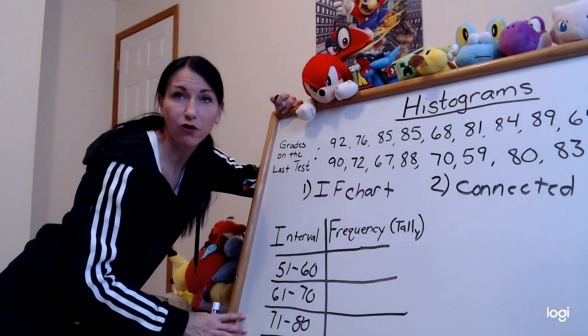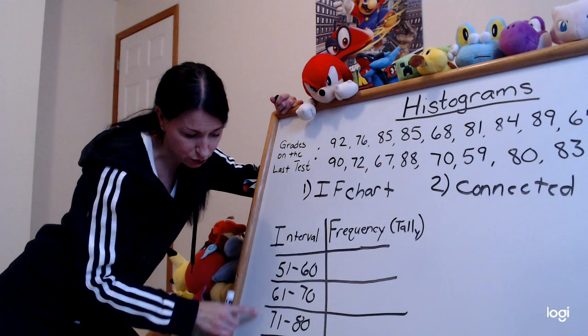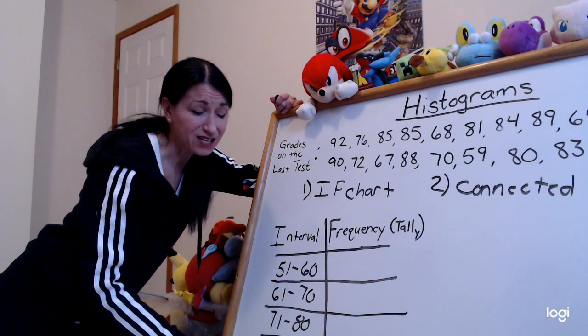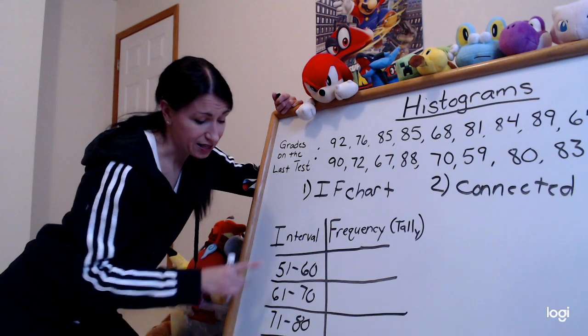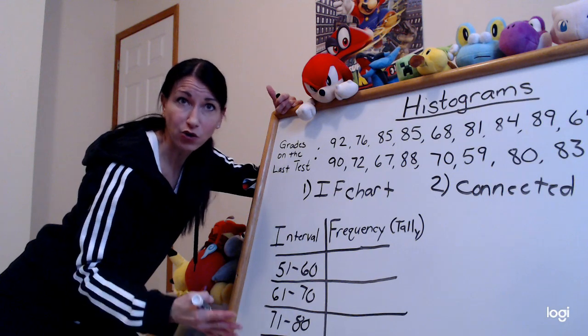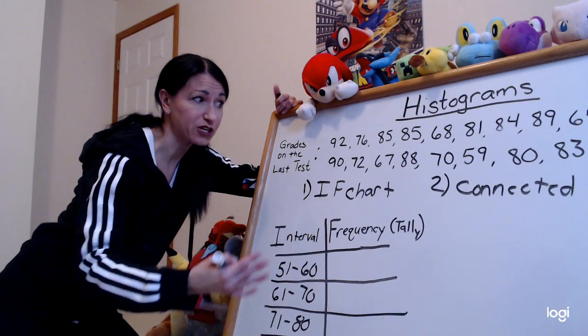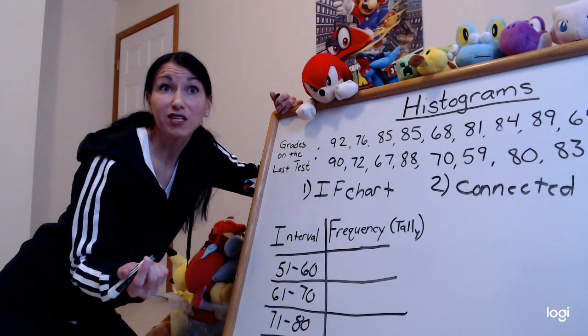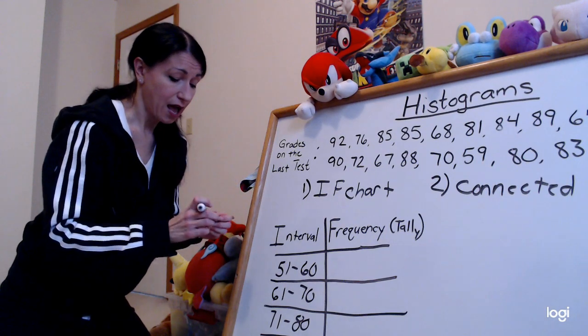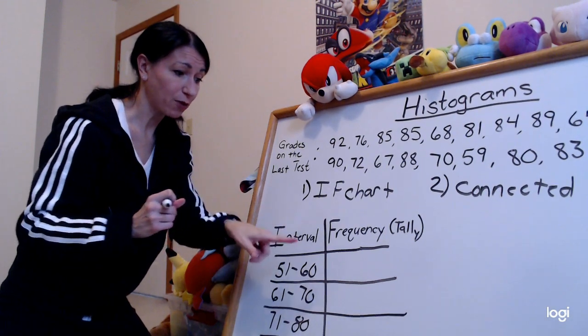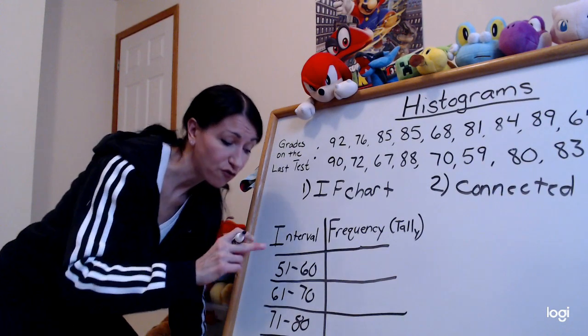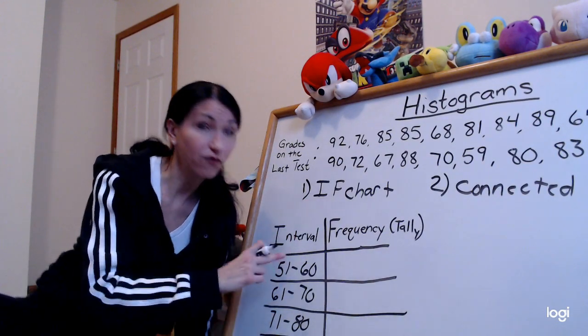You don't want a crazy looking bar graph. So I have 1, 2, 3, 4, 5. That's good. Anything less, these are too big, and you've got to shrink them up a little bit because you really want to show the data. Now the next part is the easy part. You just look at each number and you put a tally for whatever interval it's in between.